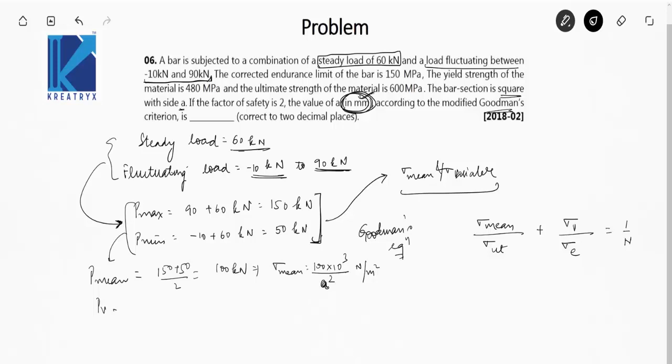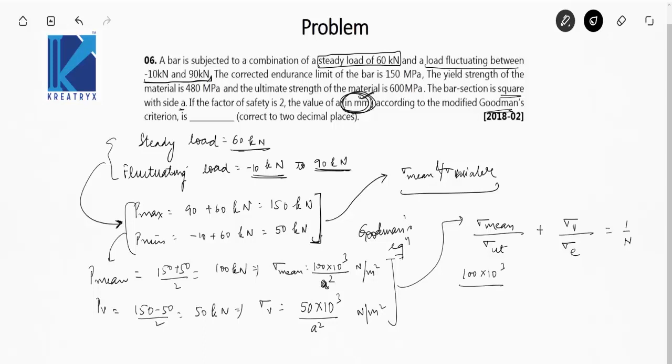Variable load will be 150 minus 50 upon 2, that is 100 upon 2, that is 50 kilonewton, which gives me variable stress equal to 50 into 10 raised to power 3 Newton upon A square, that is Newton per meter square. So put these values here and get your answer, that is 100 into 10 to the power 3 upon A square, and sigma ut is 600 megapascal. You have to put the value in Newton per meter square only, so that is 600 into 10 to the power 6 Newton per meter square.